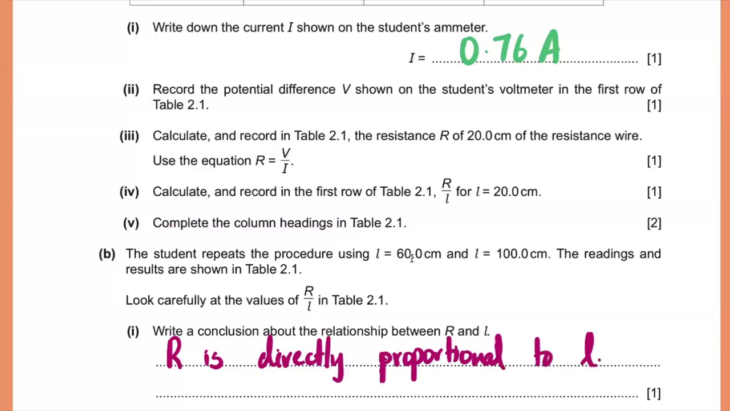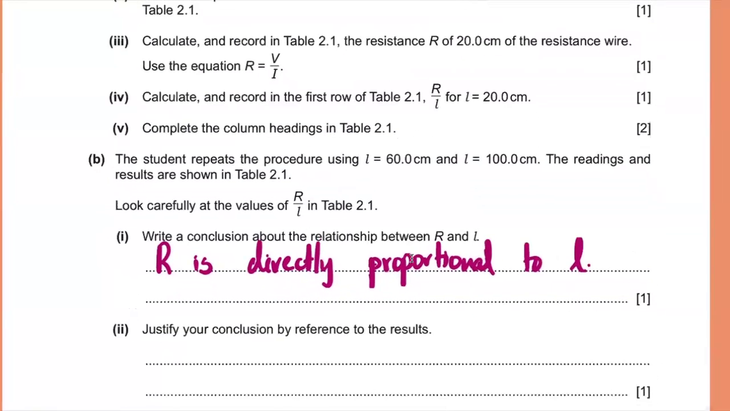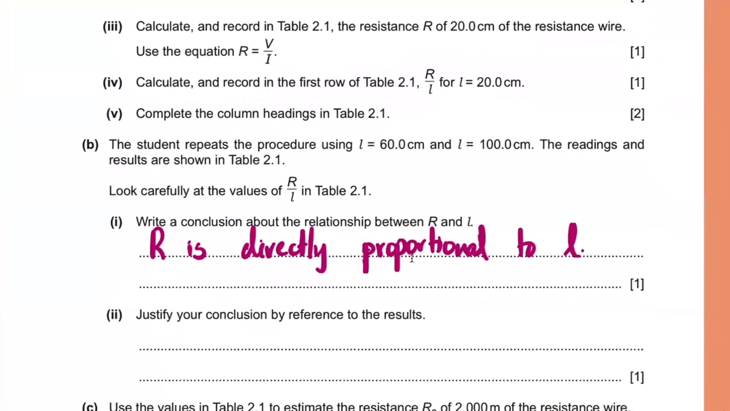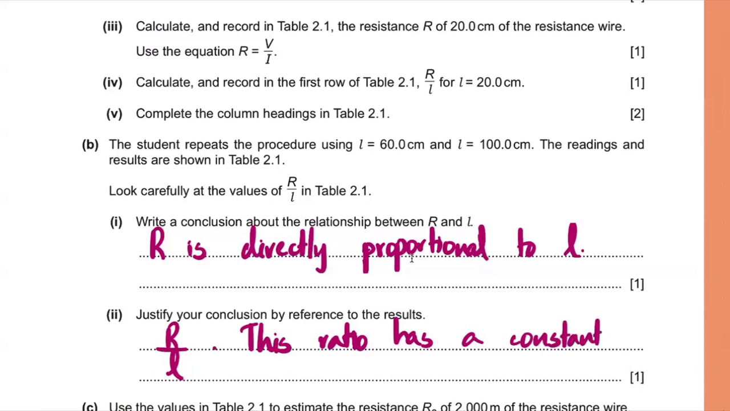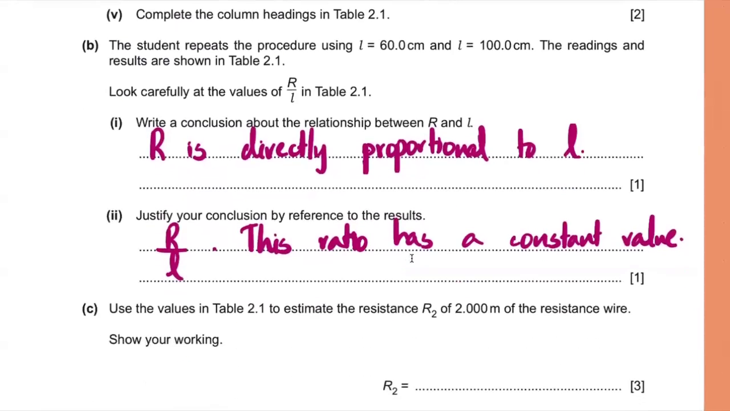Similarly, for inverse proportion, the idea is that the product of two things is the same. Justify your conclusion by reference to the result. So I'll say that this ratio R over L has a constant value. For inverse proportion, the product would always be the same.